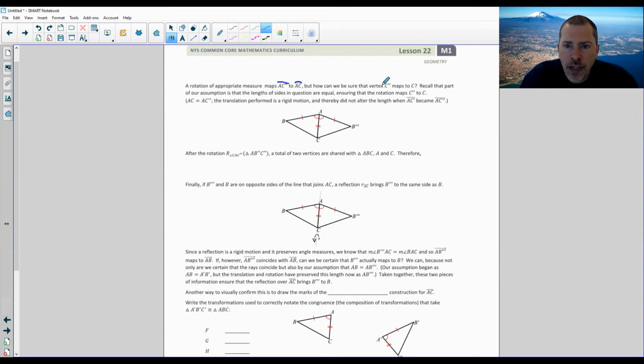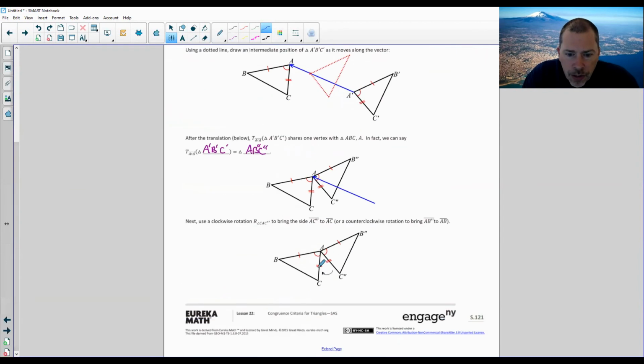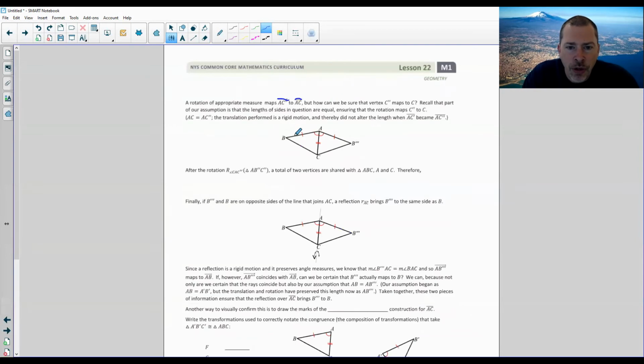But how can we be sure that vertex C double prime maps to C? Recall that part of our assumption is that the lengths of the sides in question are equal, ensuring that the rotation maps C double prime to C. So that's how come we can say that. See the double marks there? So if I went back to the prior page, see how they're congruent? Well, if you are sharing this point and you rotate something that's congruent onto the other, then the lengths will be equal. Therefore, C double prime will land right on C.